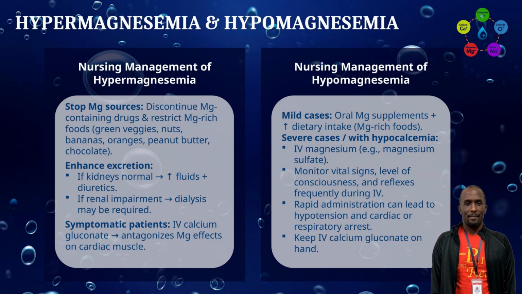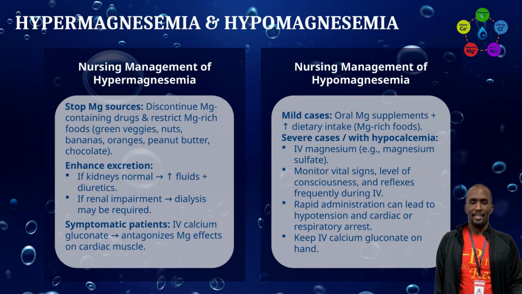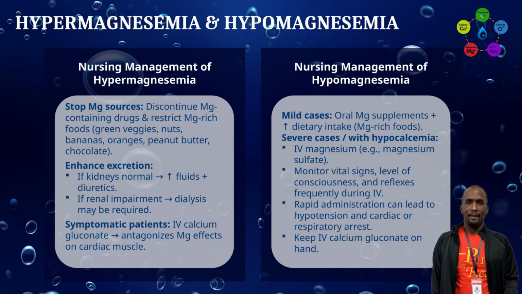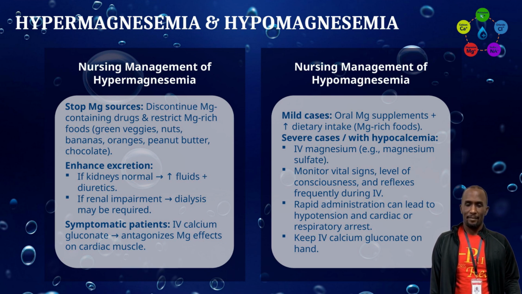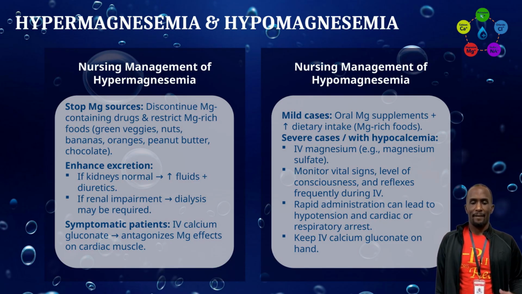For hypermagnesemia, stop magnesium sources and enhance excretion with fluids and diuretics if kidneys are normal, or dialysis if impaired. Use intravenous calcium gluconate for symptomatic patients. For hypomagnesemia, mild cases require oral supplements and dietary intake, while severe cases need intravenous magnesium. Monitor vital signs and reflexes closely and have intravenous calcium gluconate ready.